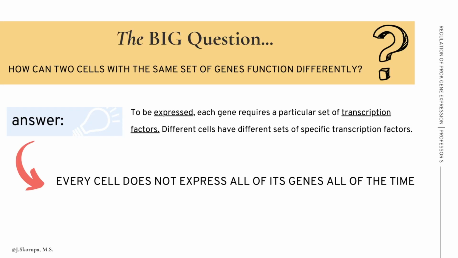And here's the answer. To be expressed, each gene requires a particular set of transcription factors. Different cells have different sets of specific transcription factors. Due to this, every cell does not express all of its genes all of the time. We're going to return to transcription factors in just a minute, so put that term in your back pocket.